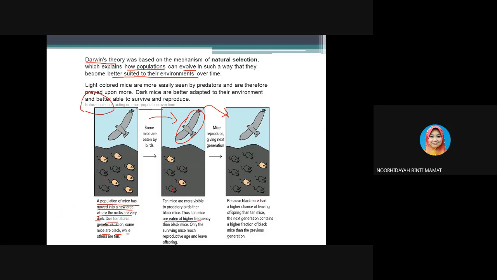Because the black mice had a higher chance of leaving offspring than the tan mice, the next generations will contain a higher fraction of black mice than the previous generations. So this is what we call natural selection, that they have a change over time. They have a change of the gene over time.